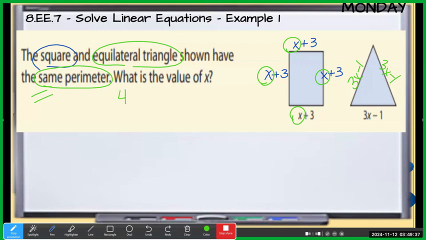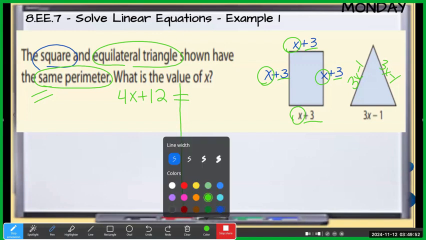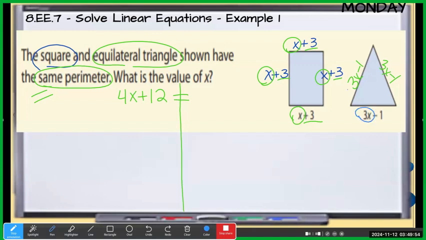So 4x plus 12 equal to some. I still separate my equal sign with a line to make sure I do both sides. All right, now looking at our triangle. Do I have two terms on both sides? Yeah. So now I'm ready to start solving.